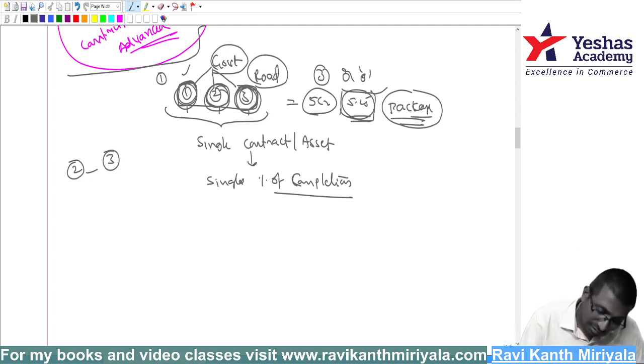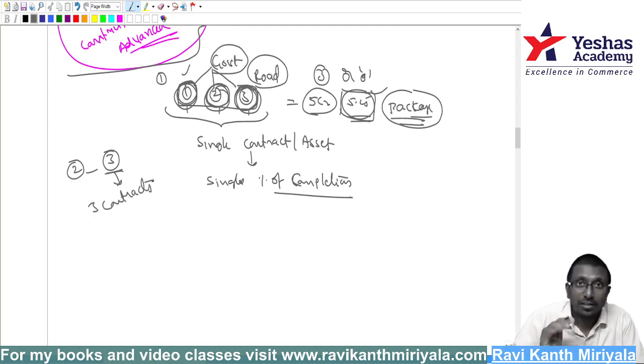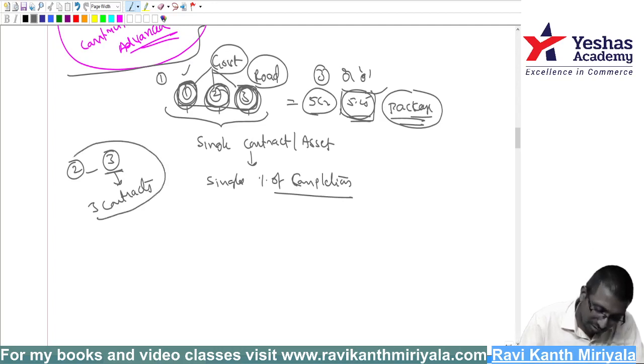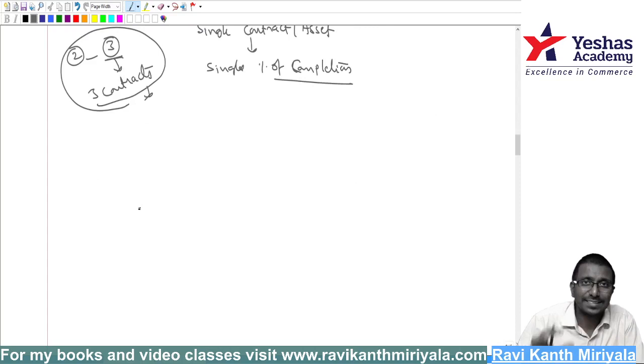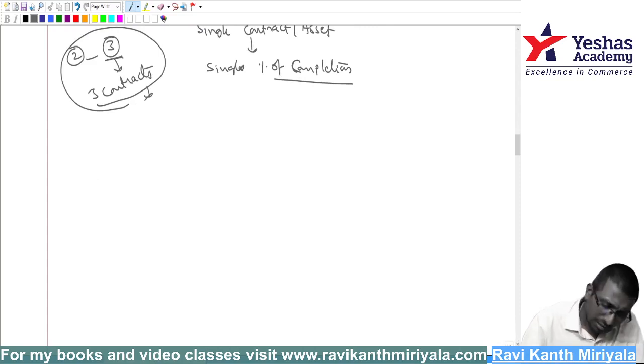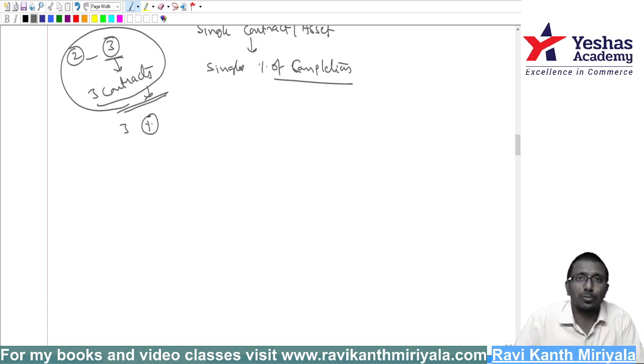Now under that circumstance, how many contracts are there, my dear? There are 3 contracts in this situation. Are you getting my point? In these 3 contracts, obviously what do I do? 3 contracts, 3 separate percentages of completion I am supposed to compute. It is like that. Hope you have understood something.